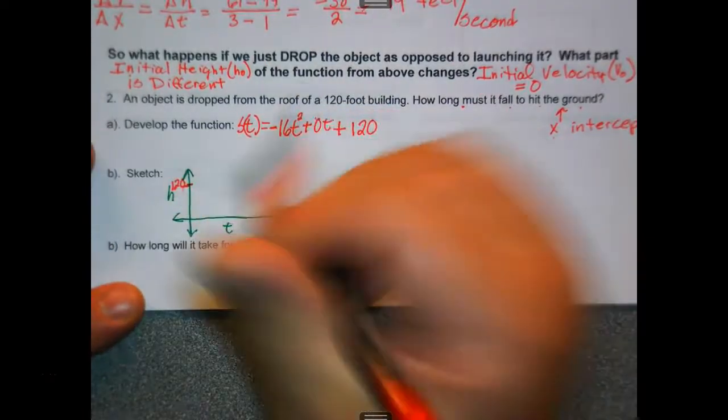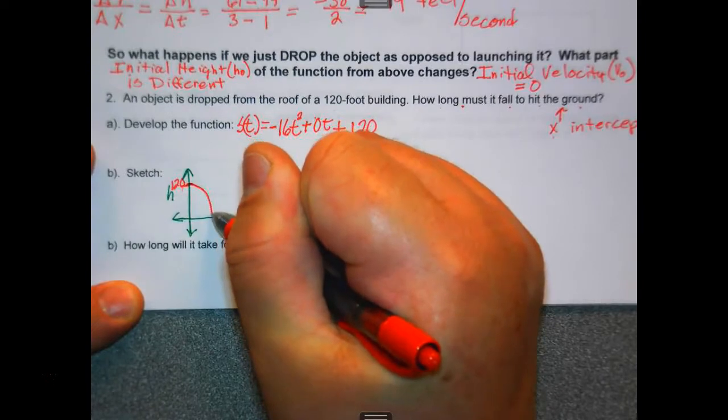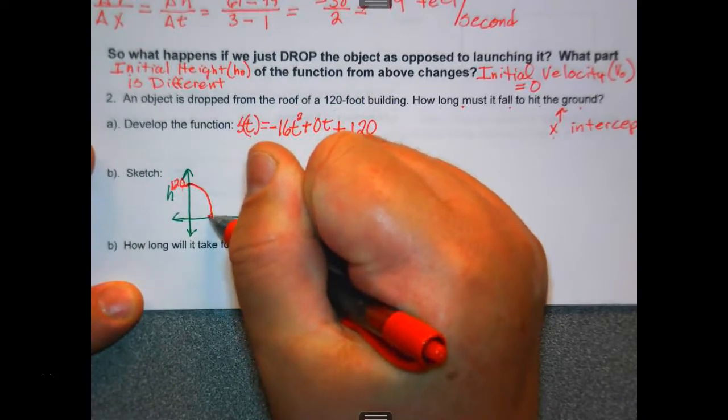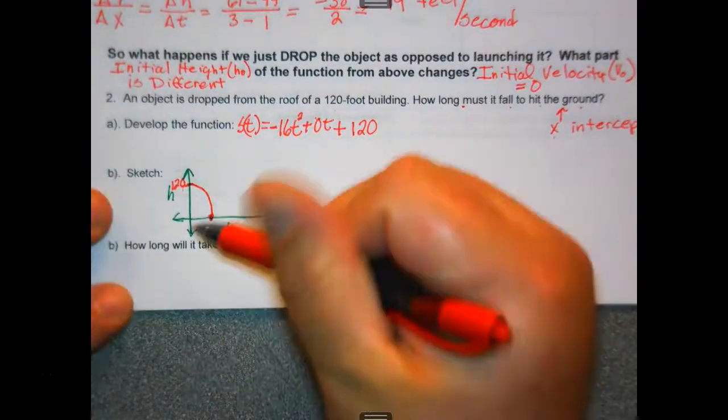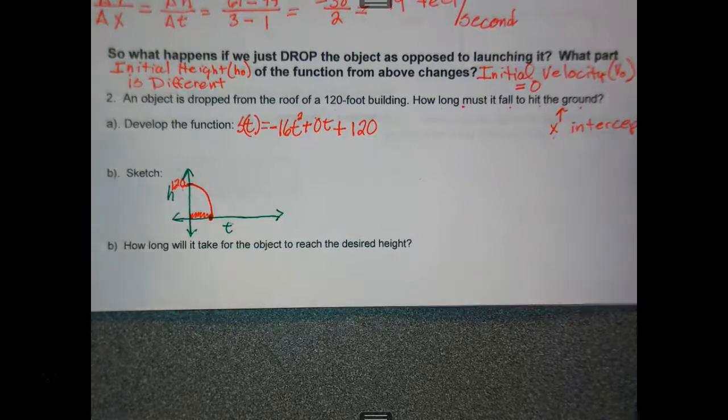Let's finish our graph. So I'm going to drop this pumpkin. Boom. Splat. And I need to find that time, this time here. Brandy? Make sense?